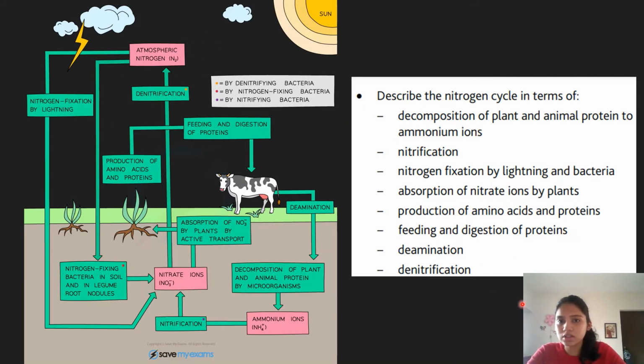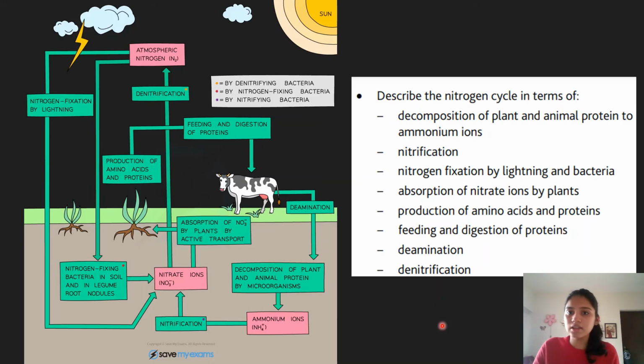So just know this in order. So we're going to look at this syllabus part. So plants and animal proteins decompose, okay, to form ammonium ions. Nitrification happens where ammonium ions are converted to nitrate ions. And nitrogen fixation occurs by lightning and bacteria when nitrogen in the air is converted to nitrate ions. So we have a surplus of nitrate ions. Nitrate ions are absorbed by plants.